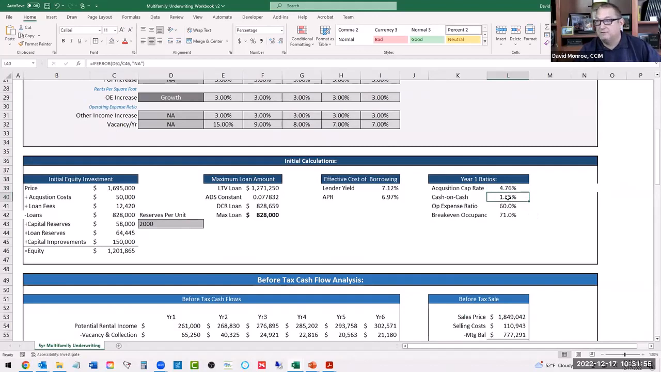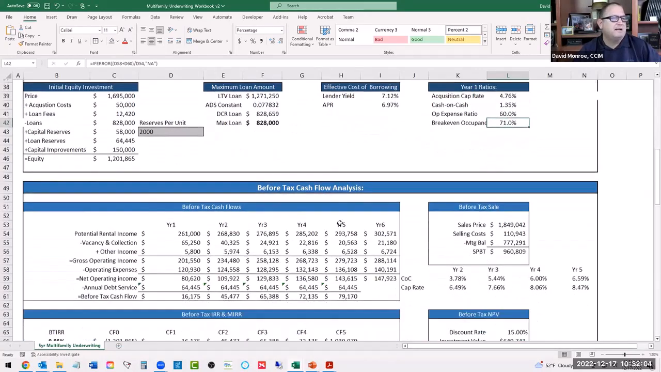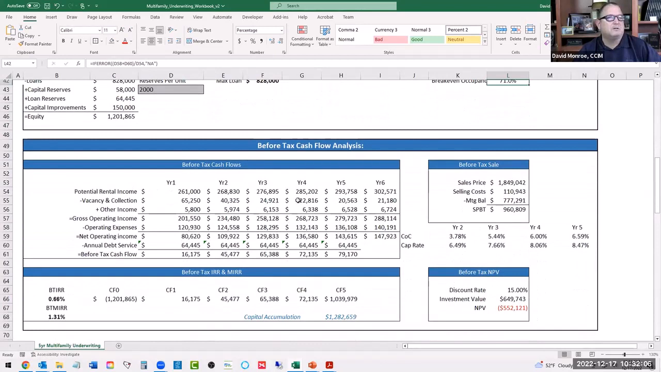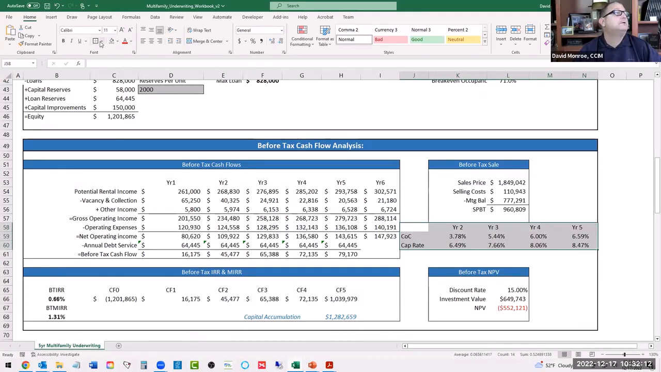So, hey, I'm cash flowing a little bit. At least it's not negative cash flow. My operating expense ratio and then break even occupancy is 71%. So if I come down, we can start to see what the model looks like. And I put this in here. Really, I should probably do this. Kind of give you an idea.